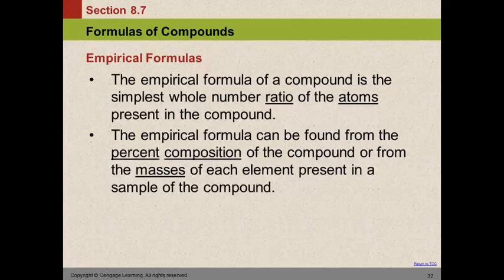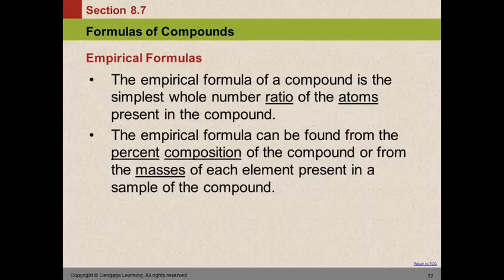In section 8.7, we're going to learn how to calculate formulas from experimental data. There are different kinds of formulas. An empirical formula is one that gives us the simplest whole number ratio of the atoms present in the compound. The word empirical means from experiment.